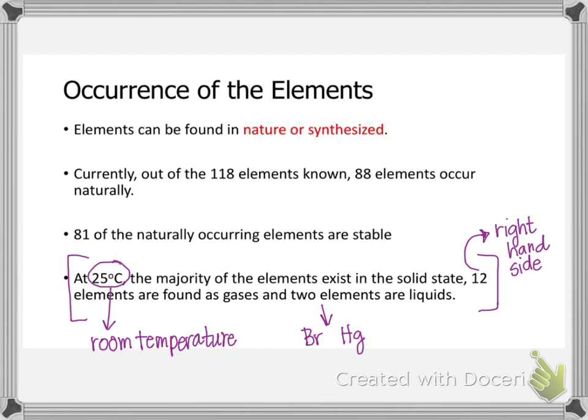So you don't have to memorize those, but I want you to know in general that the majority of the elements are solids, followed by the gases on the right-hand side, and then very few are liquids. If you change the temperature, you would change the state, right? Because we know from previous discussions that changes in temperature can bring about changes in state.